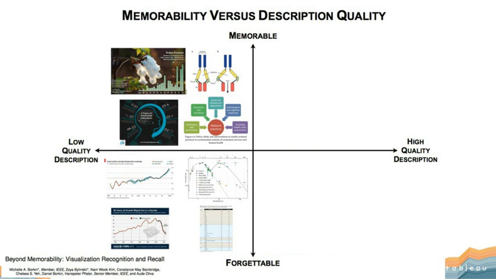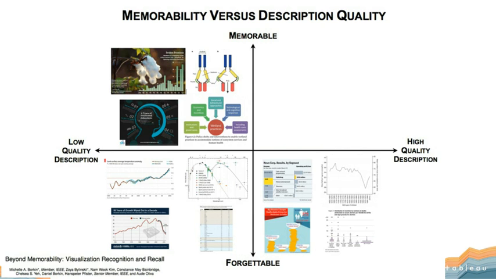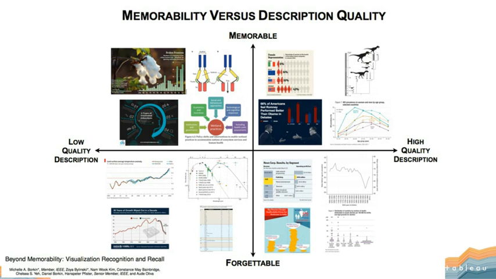On the other hand, you can have things that are easy to describe. I can tell you what's happening in these visualizations, but again, I'm not likely to remember them. And then on the other hand, you can have images that are both really easy to remember and also very easy to describe what's happening. And that's the ideal. I want to be able to leave someone with something that they'll remember, but also that they'll be able to say, oh yeah, this is what I learned from that.